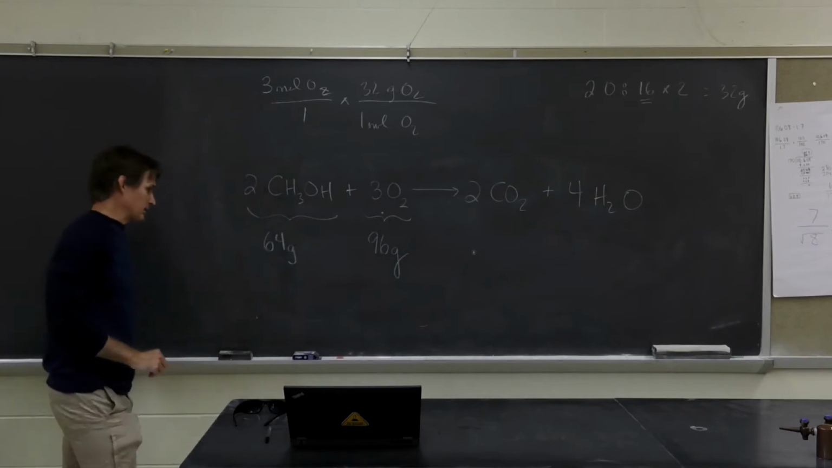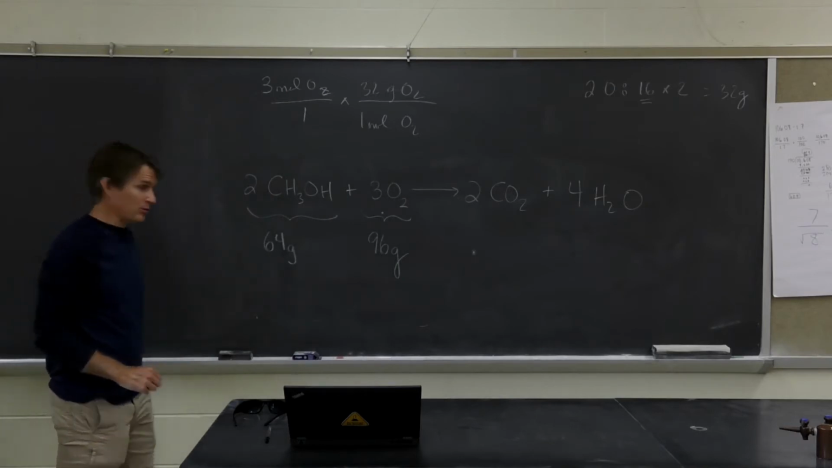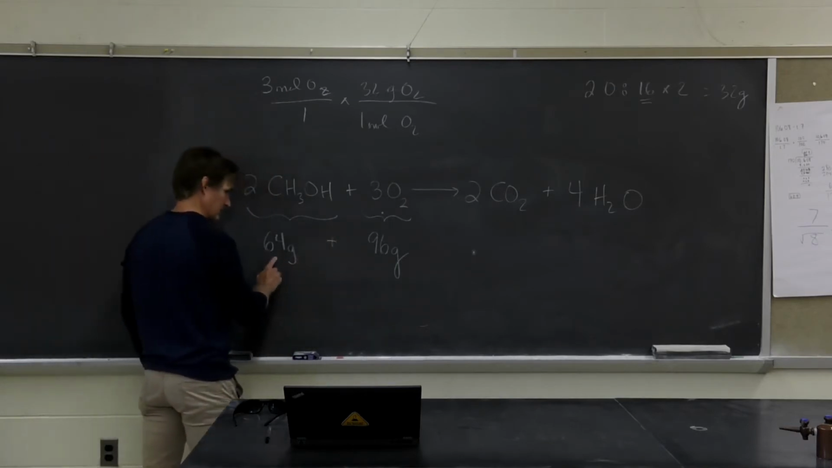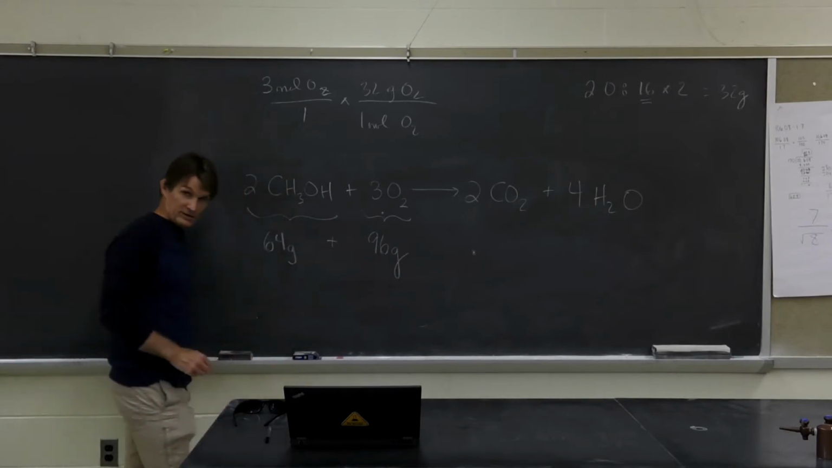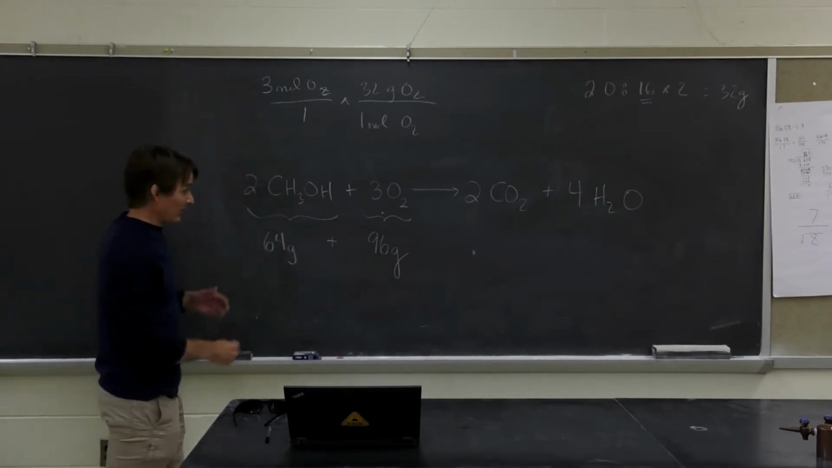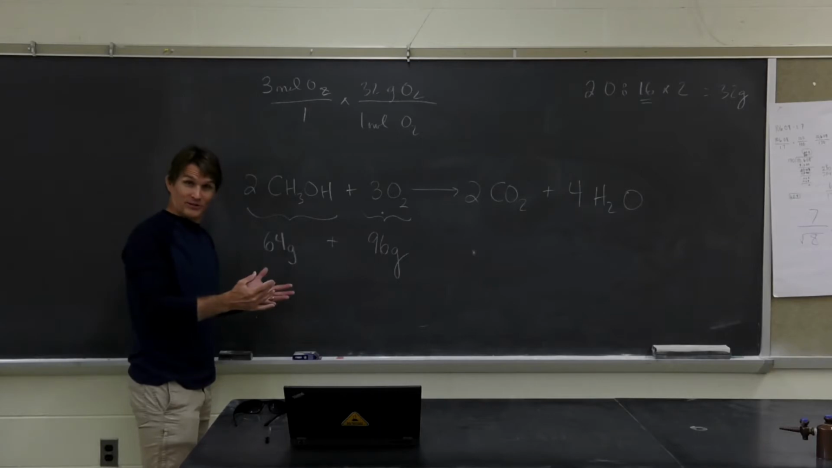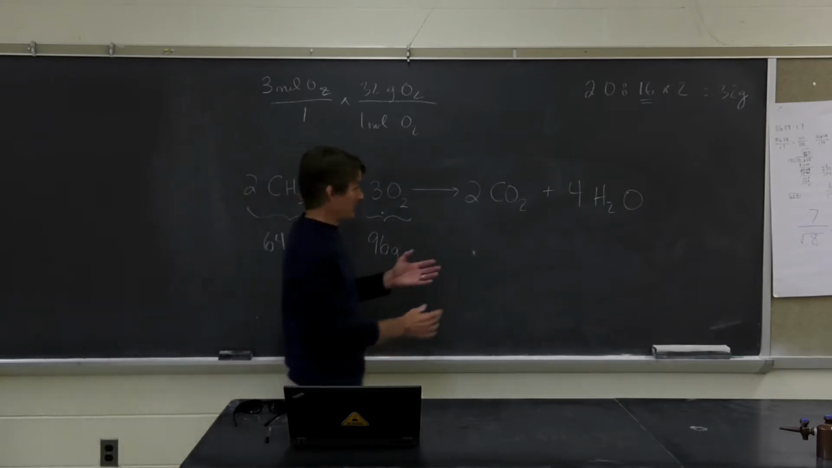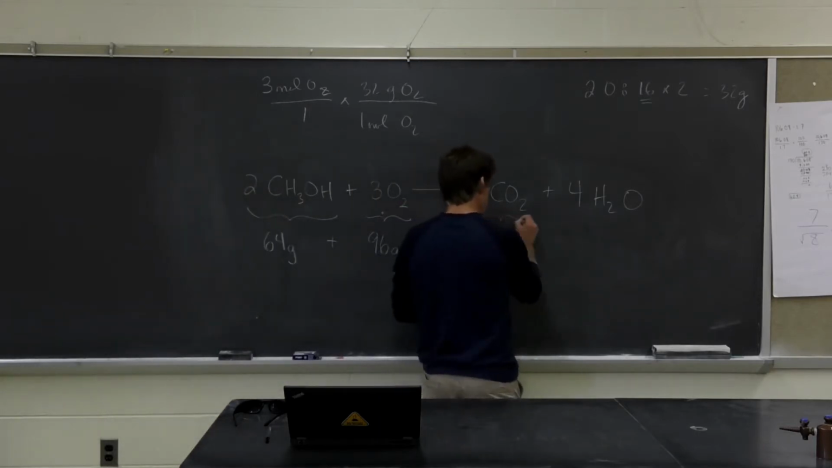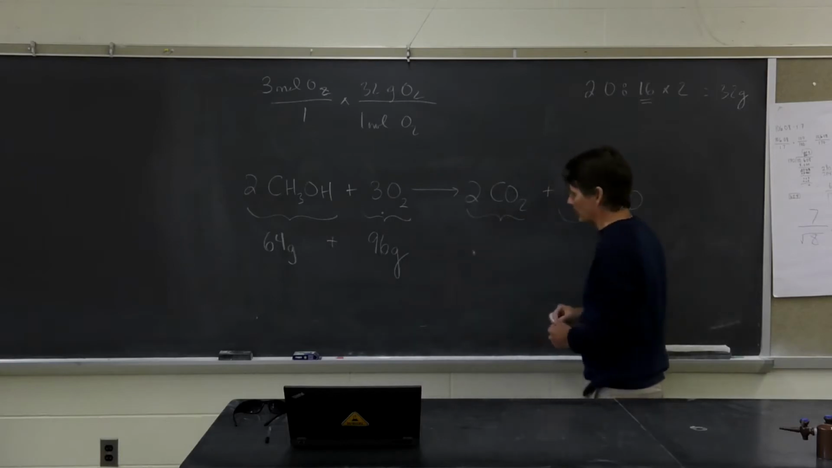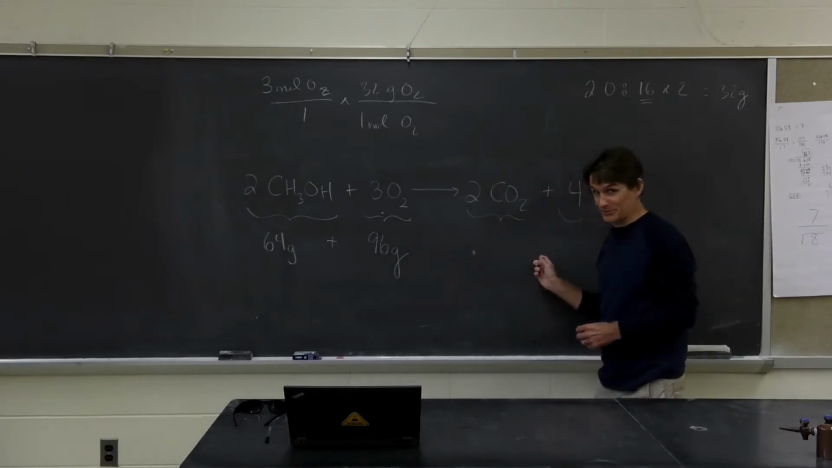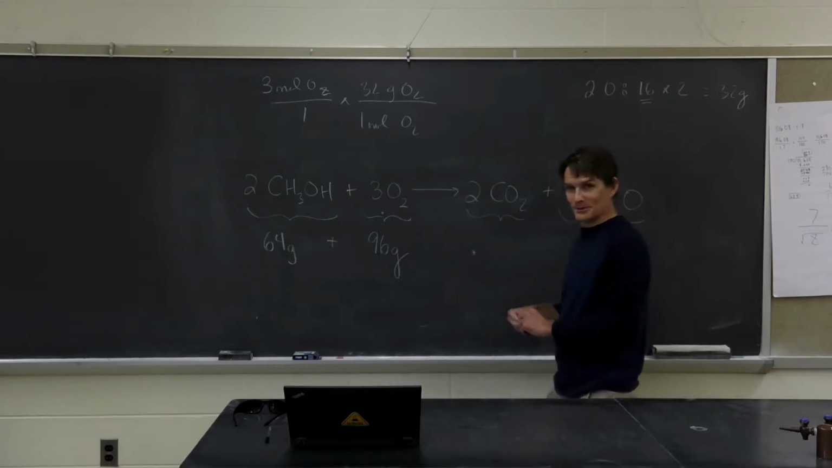So what's that? At the start, we have 160 grams total. Isn't that correct? This plus this, that's 160 if my math is correct. What that tells me, if law of conservation of mass is obeyed, the mass of 2 moles of CO2 plus the mass of 4 moles of water, that better equal 160 grams or something. Something's not right. Let's find out.